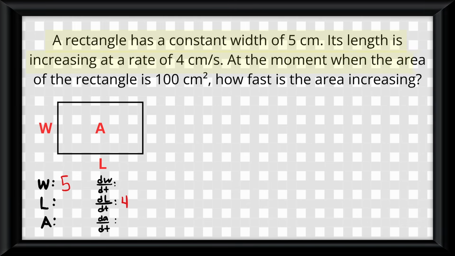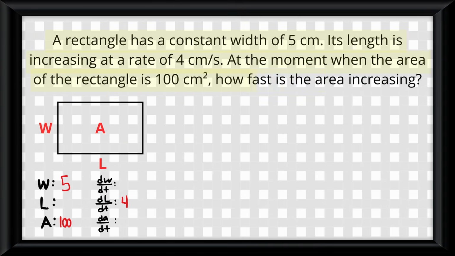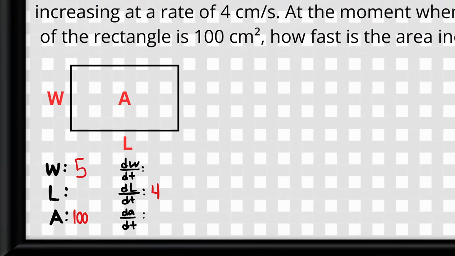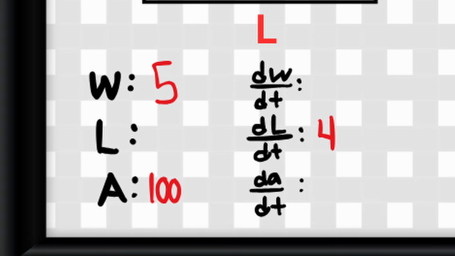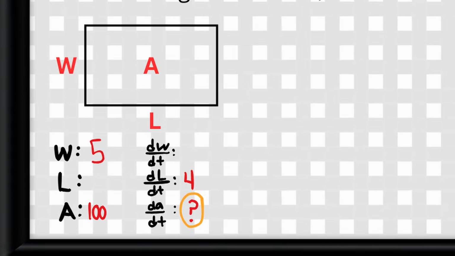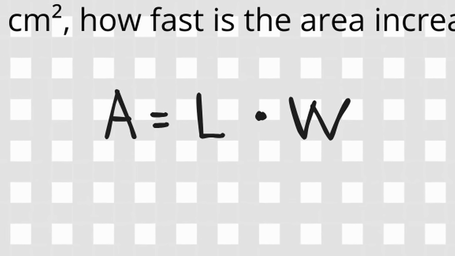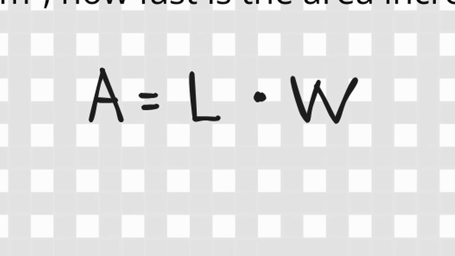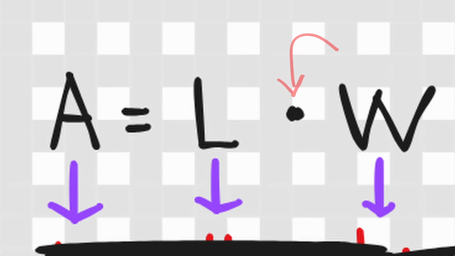At the exact moment when the area of the rectangle is 100 centimeters squared, great, so the area, or A, is equal to 100, how fast is the area increasing? So we are given w, dl/dt, and area. What they are asking us to find is dA/dt. So what we can write out here is the basic elementary equation: area is equal to length times width. And now, before we plug in anything, let's take the derivative of the entire function with respect to time. But whoa, before you do anything, look at the function, buddy. It's the product rule.